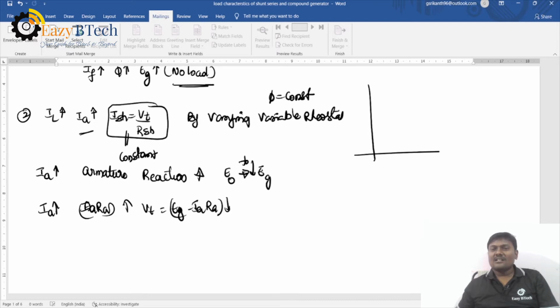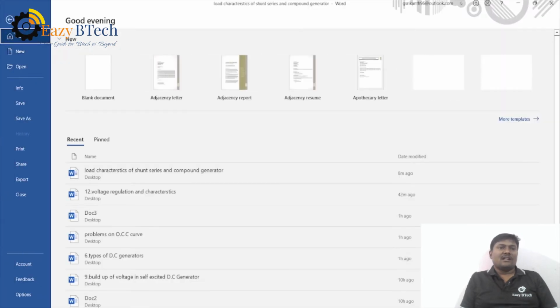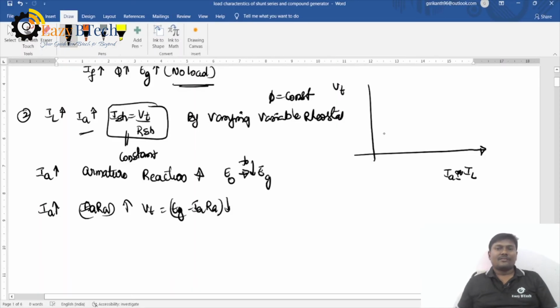If you draw the characteristics between Vt versus IL, why? Because Ia is approximately equal to IL. Why? Because ISH is very low. ISH is low, not very low, but if you take 20 amperes as the rated current and 1 ampere for field current, based on its rating, Ia is approximately equal to IL. So under no load operating condition, I am taking the no load voltage as the reference.